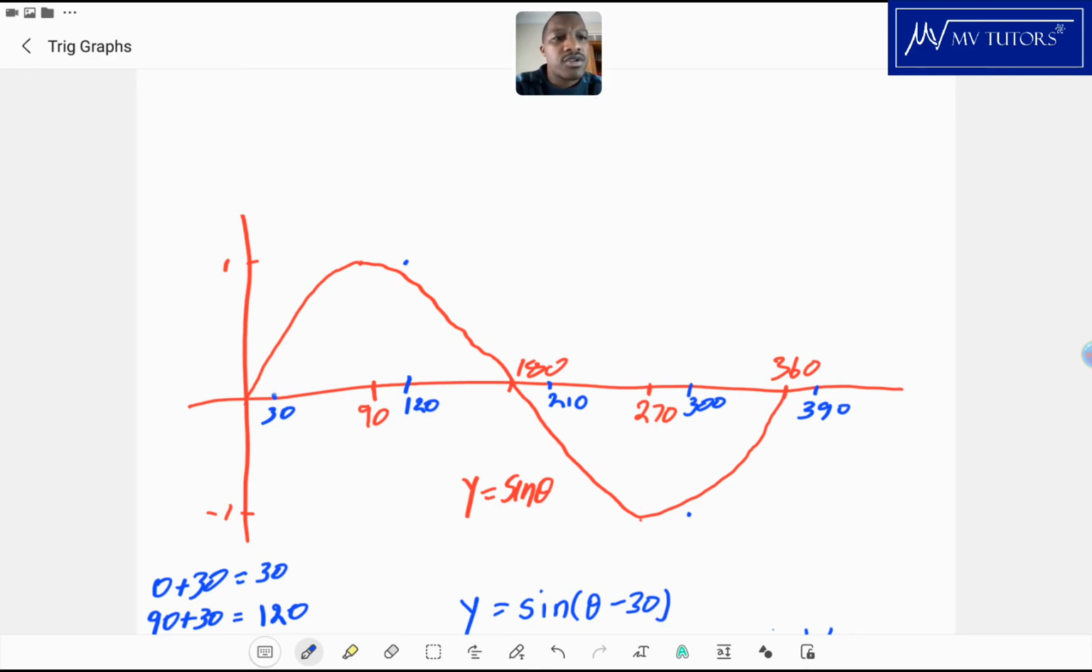So that means our new graph, which has shifted, is going to be like that. Not very neat, very shaky. Let's do that again. It's going to be like this, and then it's going to turn there, and then it's going to come down to 210, and from 210 it's going to come down to 300. From 300, it's going to go to 390. That's it. So the entire graph just shifted to the right.